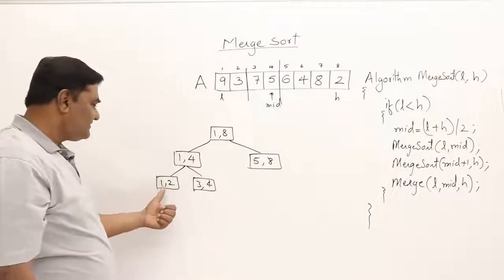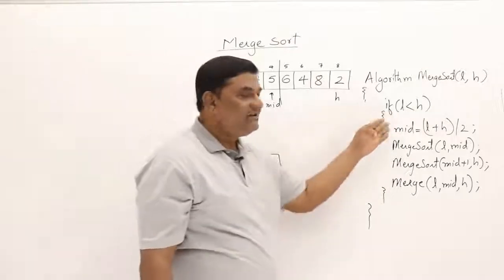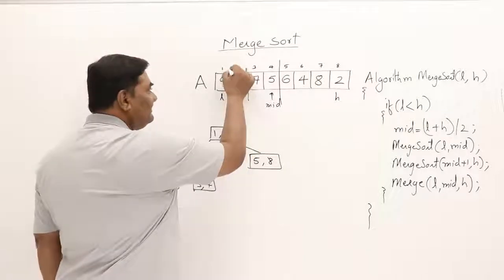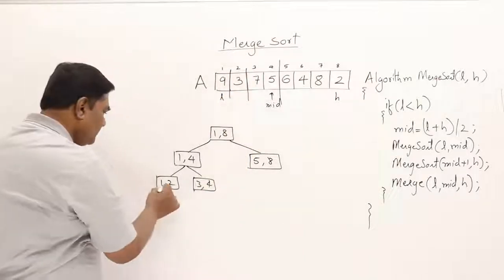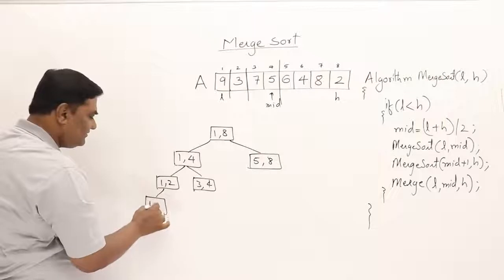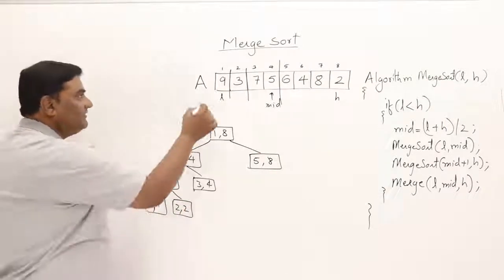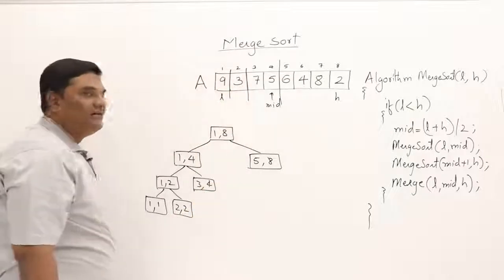Now when we take this, again low is less than high. Yes, there are 2 elements, so this is still large. Again split it. So 1 to 1 on this side and 2 to 2 on this side. Now there are just 1 elements.